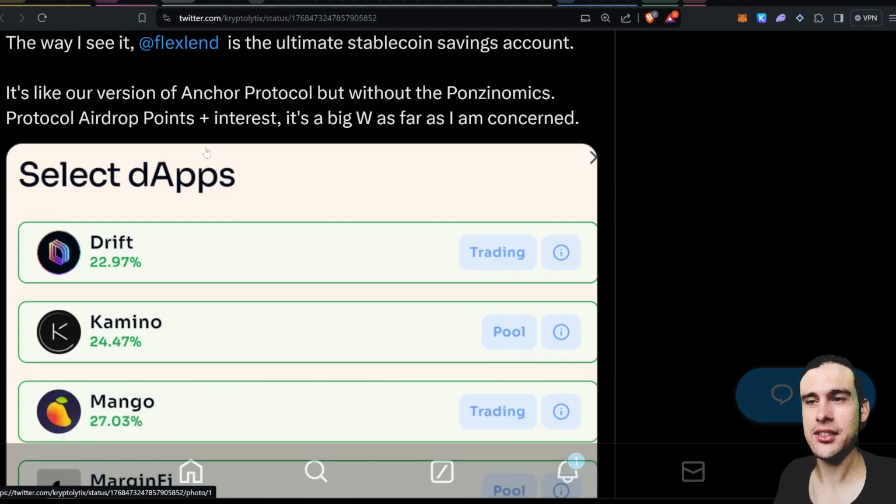So Flexlend. Now, if you've taken any profits, hopefully not on Sol yet, but if you have, that's fine. And don't get FOMO on profits, because profits aren't profits till you take them, right? But if you have and you've sold into USDC, I see Flexlend as one of the perfect places to put it. The way I see it, Flexlend is the ultimate stablecoin savings account. It's like our version of the Anchor protocol, but it doesn't have the Ponzonomics of the Anchor protocol, like guaranteed yield and all this sort of crazy stuff. Like, where was that yield going to come from?